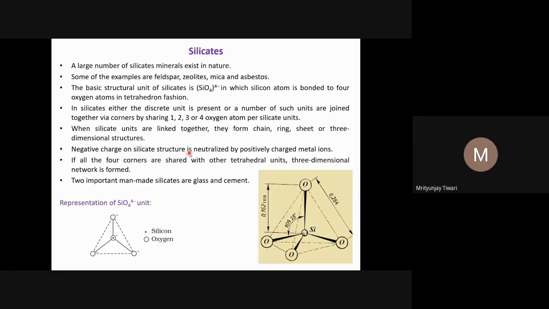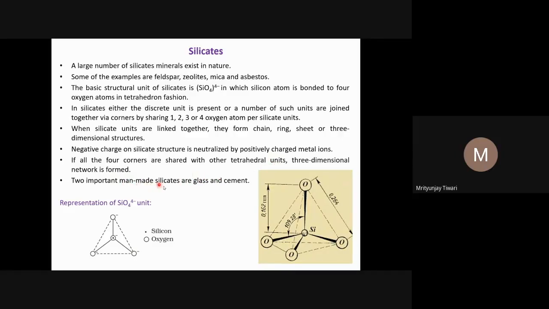The negative charge on the silicate structure is neutralized by positively charged metal cations. If all four corners are shared with other tetrahedral units, what will the tetrahedral unit be? If another unit comes, it will be only SiO3 because one oxygen is already there, which will form a bond with the silicon. That silicon will also have a tetrahedral geometry. So to add a next group, it will be only SiO3, not SiO4. If all four corners are shared with other tetrahedral units, a three-dimensional network is formed.